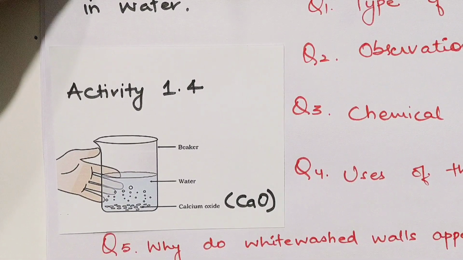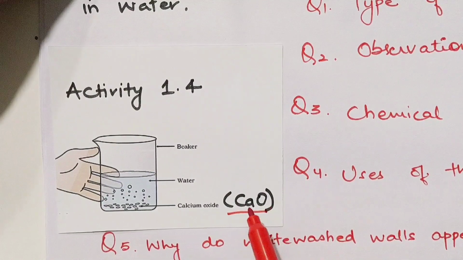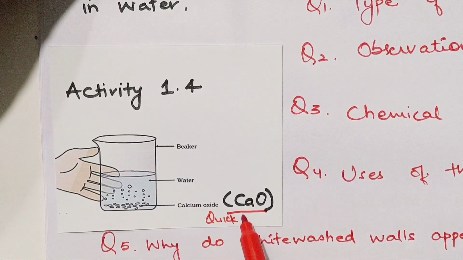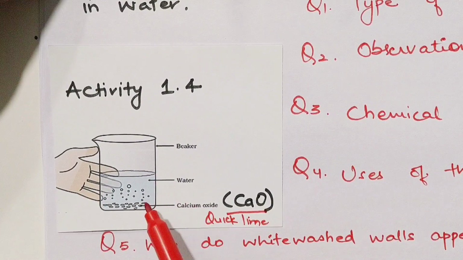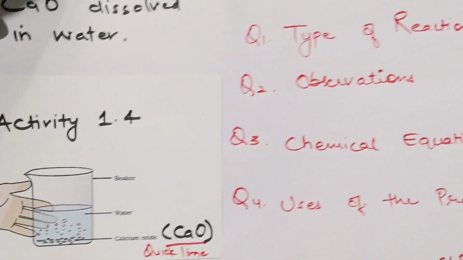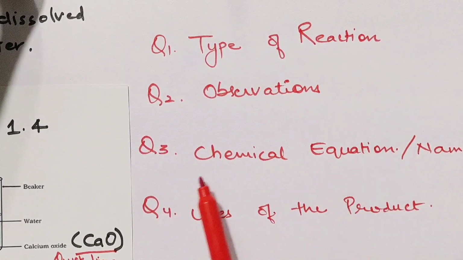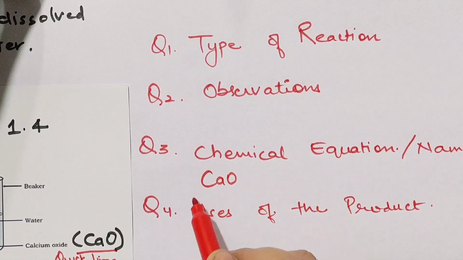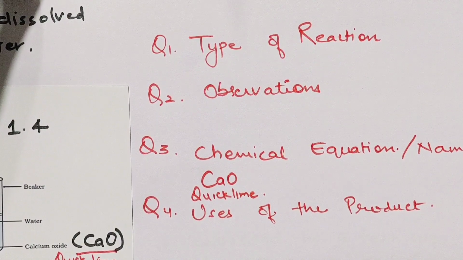Here, what happens is calcium oxide, or what is the other name for this? Quicklime. Quicklime is added to water and a reaction happens. Okay, now see what the reaction is. Type of reaction, for that let's write the chemical equation first. So this is our calcium oxide or quicklime.